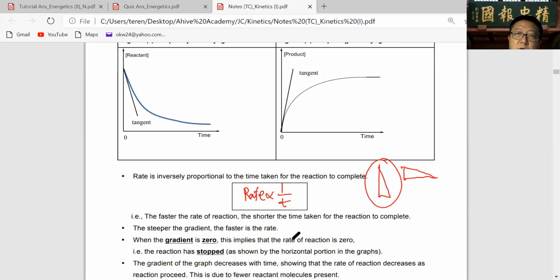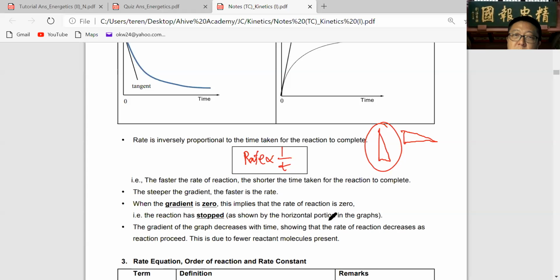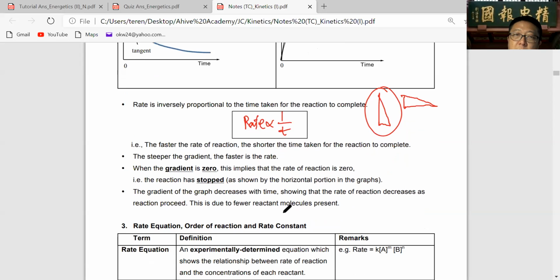So if the gradient is 0, that means the rate of reaction is 0. This is where the horizontal part happens, 0 over here. So the reaction has stopped. Horizontal portion of the graph, that's why the gradient is 0. This is why, just now, I was saying reactant gets lesser and lesser, the gradient will decrease with time. Now let's go to the important part.